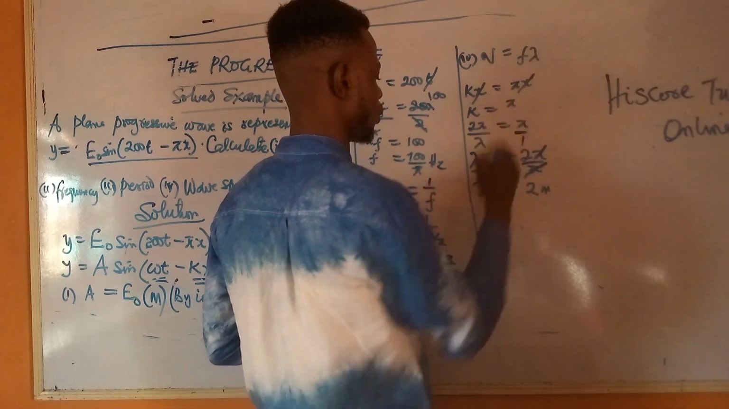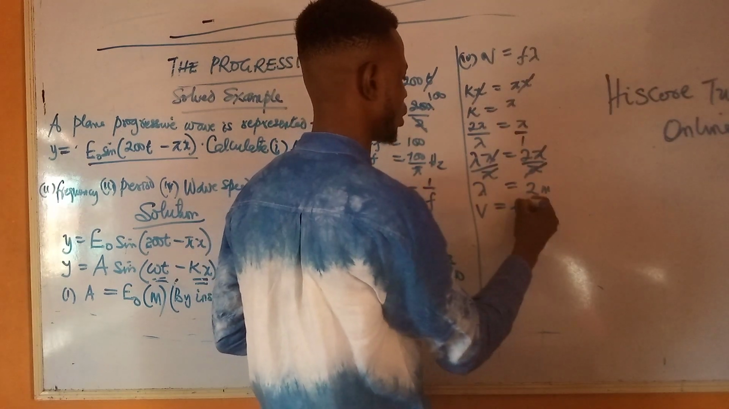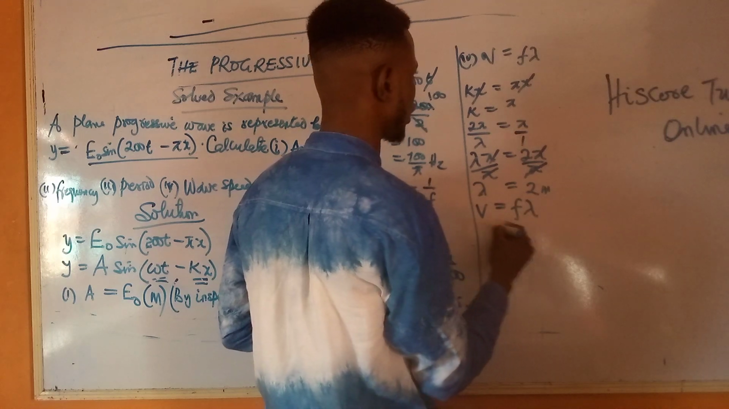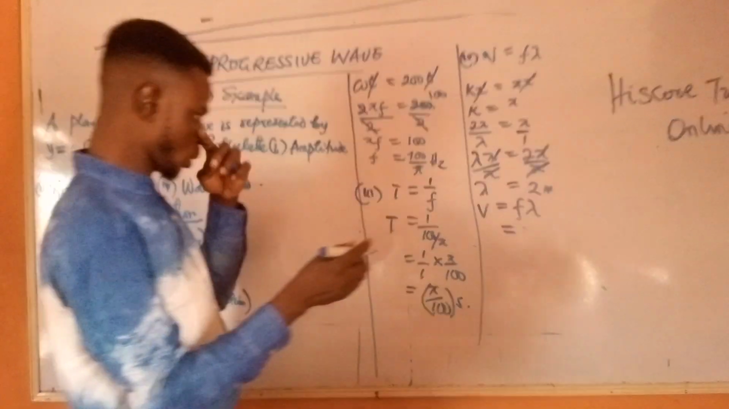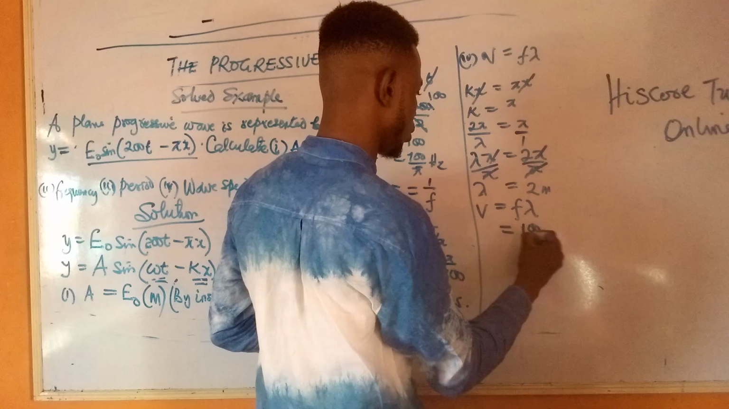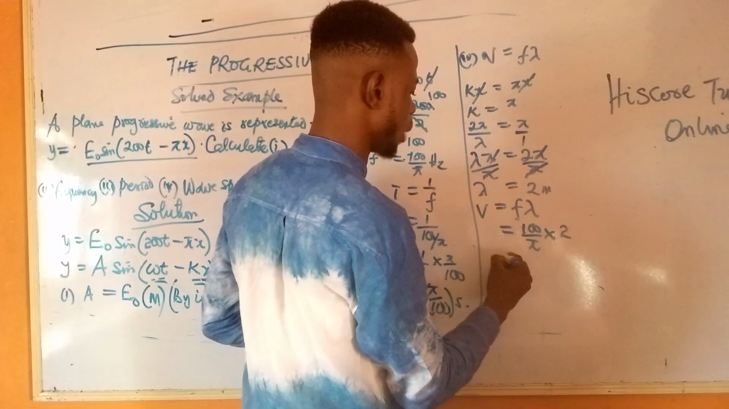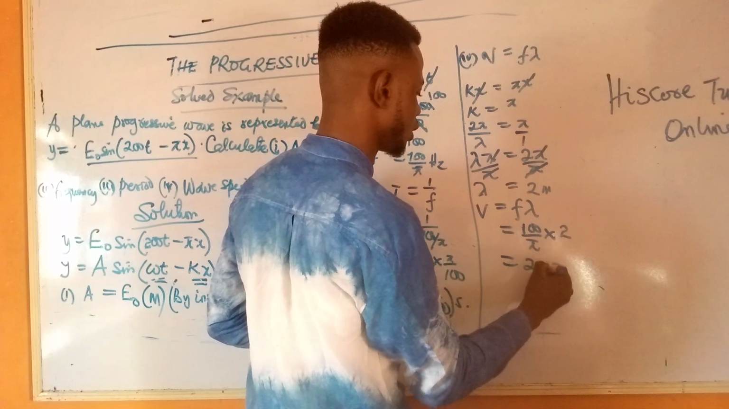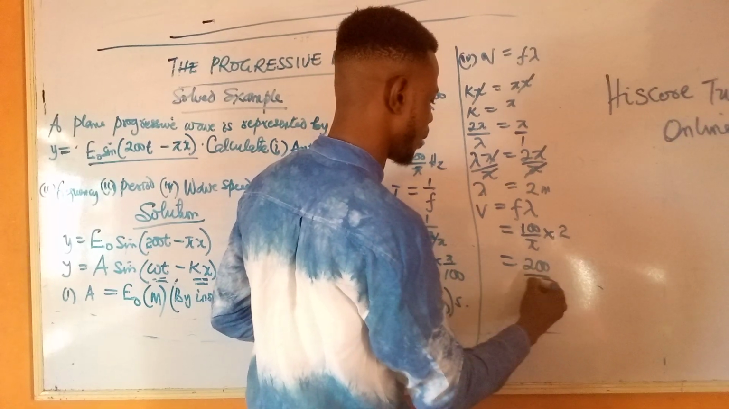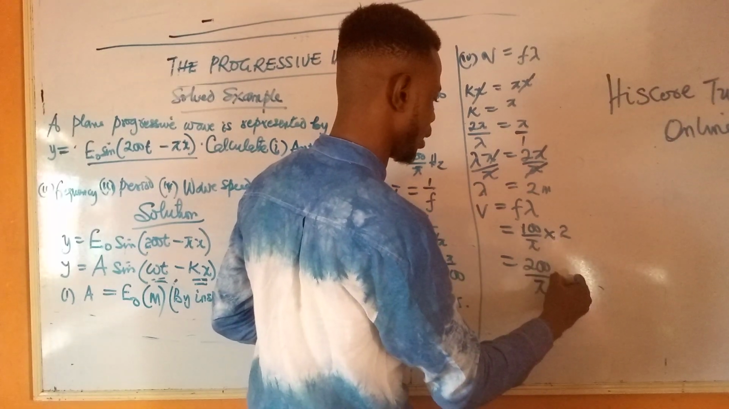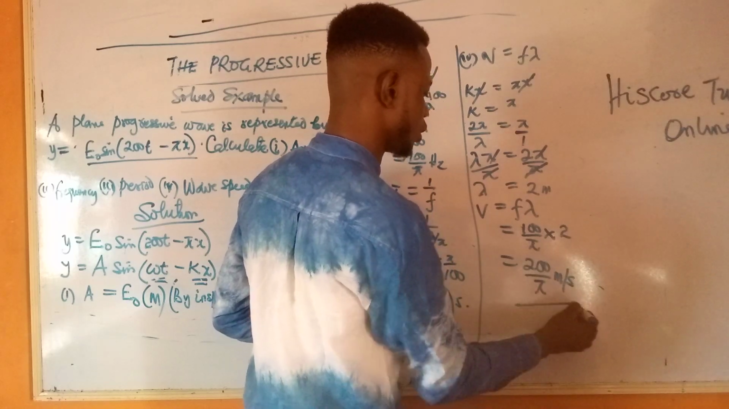Now come back here. v equals f lambda. What's our f? Our f is 100 over pi. What is lambda? Times 2. That will give us 200 over pi meters per second.